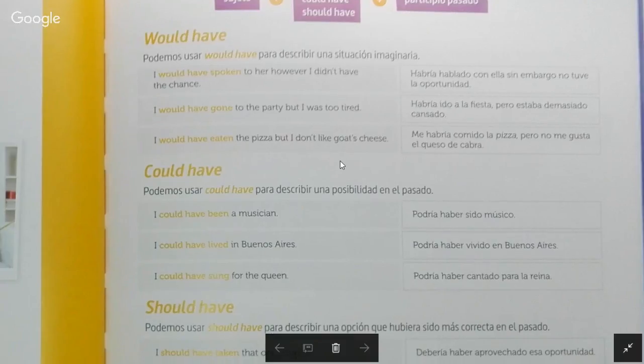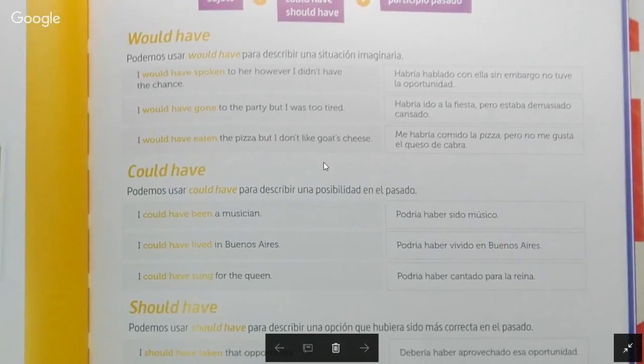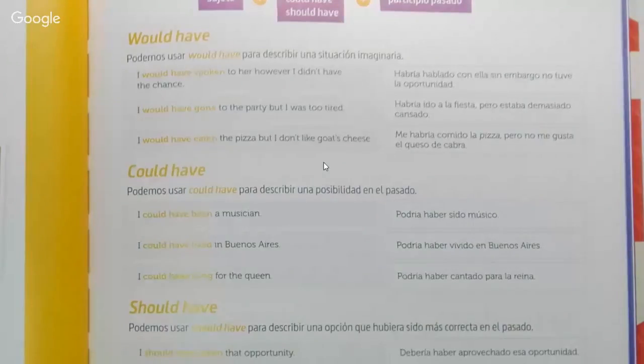In Spanish it is ¿qué habría hecho si tal cosa? Okay, teacher, thank you. ¿Qué habrías comido? O dónde habrías ido? O, si no hubieras ido a la fiesta, ¿algo así? Exacto.